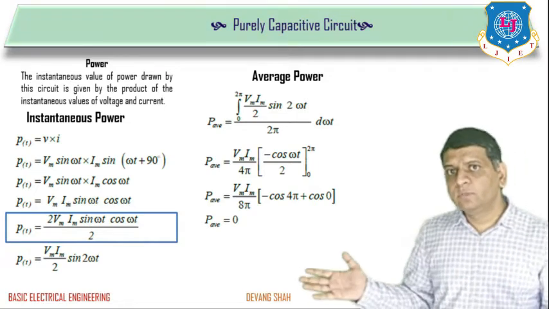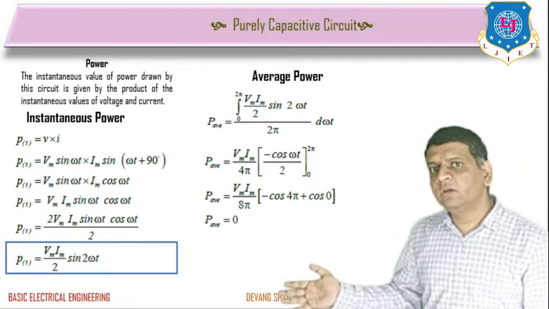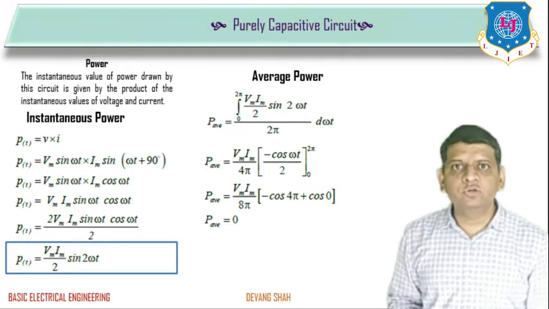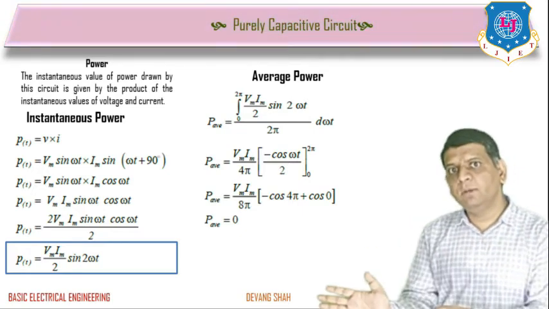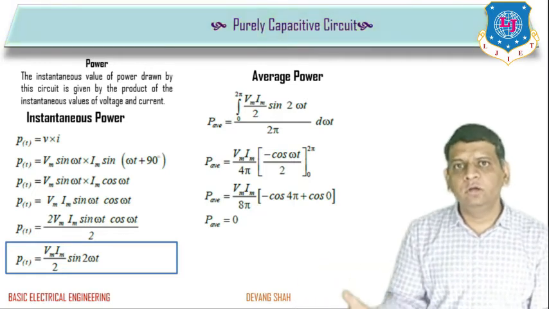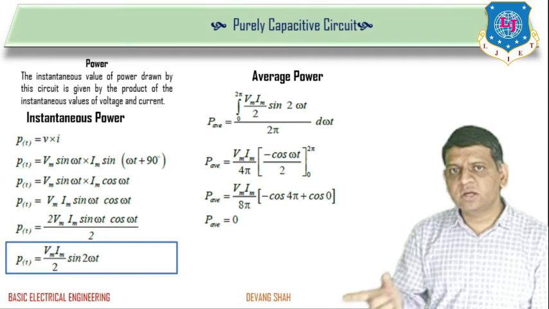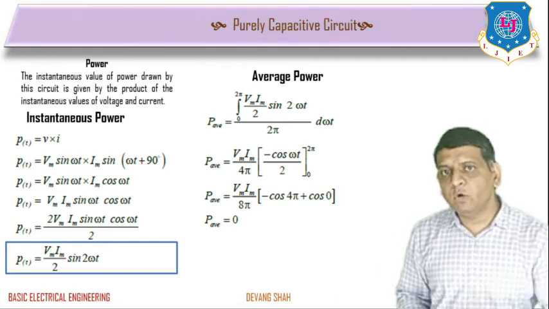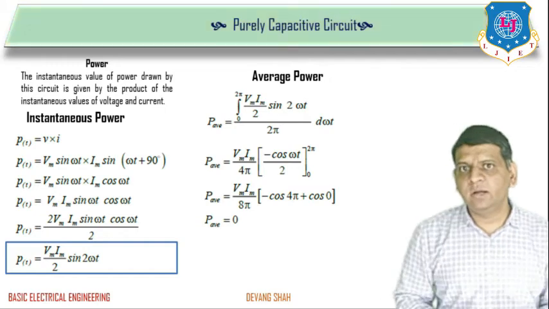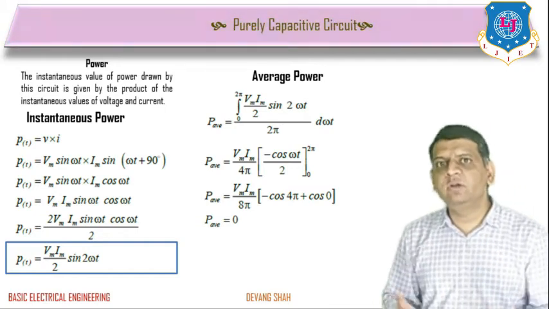Now you can observe this equation. This particular equation is nothing but a fluctuating equation. So the average value of this power is always equal to 0, right? Now this is not the case with the purely resistive circuit, where in a purely resistive circuit you will find two terms. One term is a constant and another term is fluctuating. Same way in a purely inductive circuit, p(t) is equal to minus Vm Im by 2 into sin 2 omega t, which is a fluctuating term. So the average value is equal to 0.